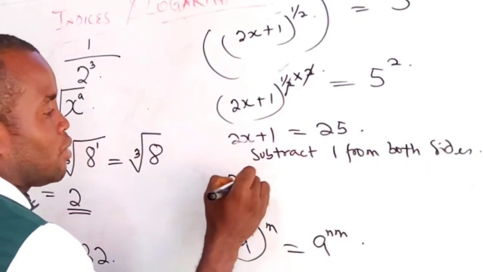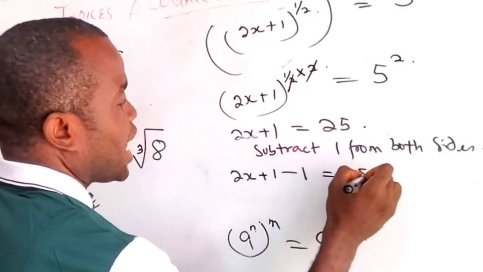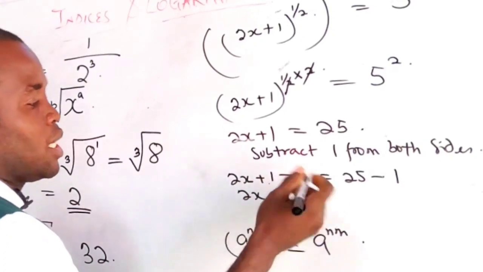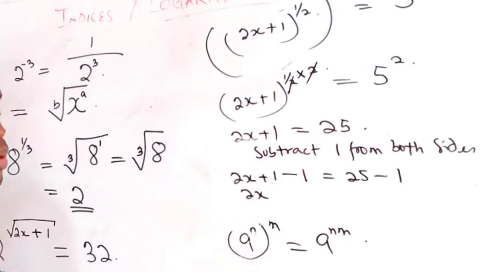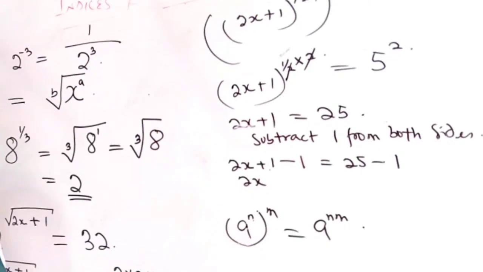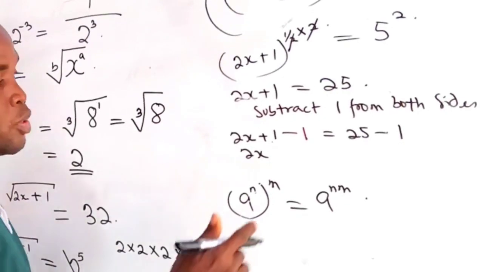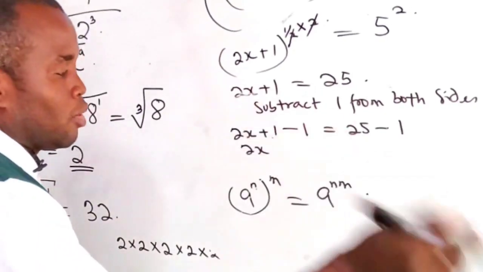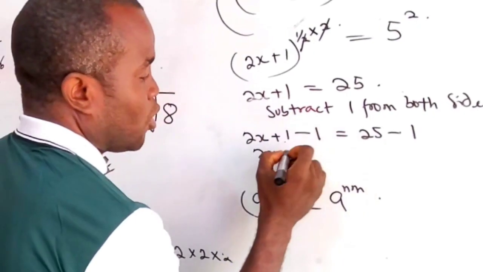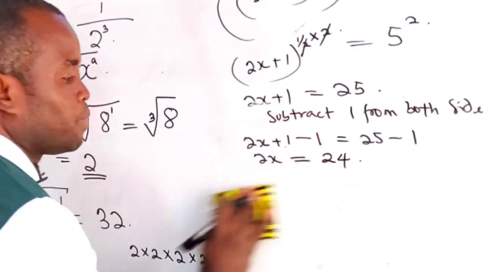So that means you have 2x plus 1 minus 1 equals 25 minus 1. So you have 2x, because plus 1 minus 1 is equal to 0. Simply put, you have 1 naira with you, and you are owing someone 1 naira, you will want to pay back. So that means this is 1. You have 1, and if you pay back, you have nothing left with you. So that is why this equals 0. So this is equals to 24.